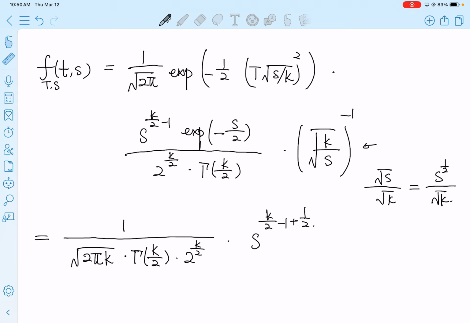Any question up to this point handling the s? Okay. I'm also going to slightly clean up the power where there are 3 terms. So I'm going to clean up the k over 2 plus 1 over 2, which is just k plus 1 over 2.